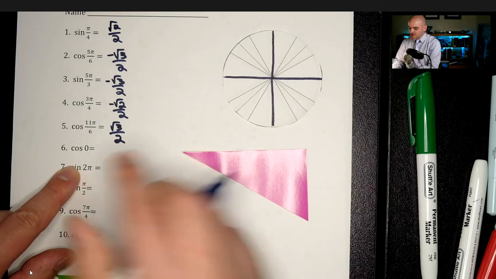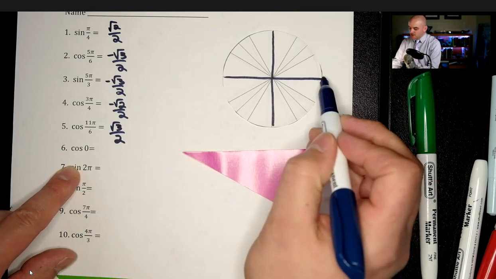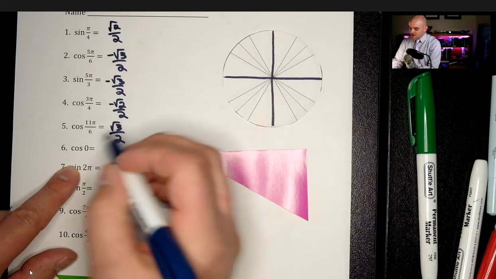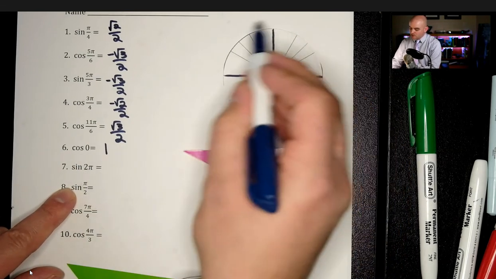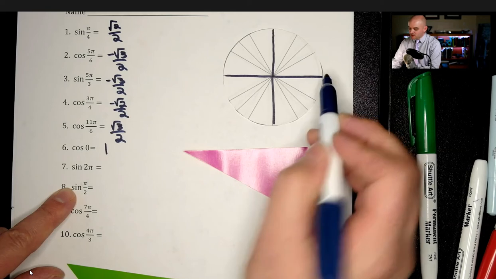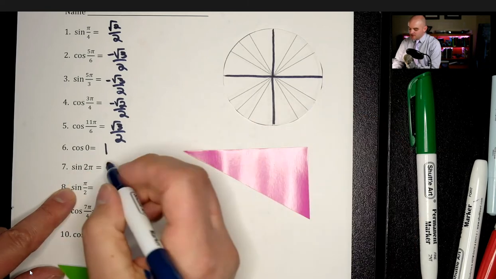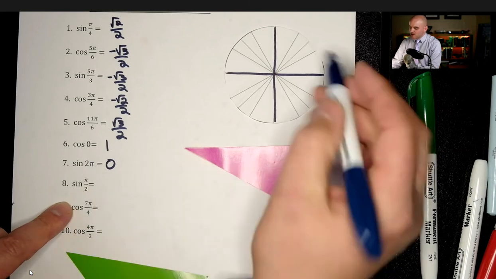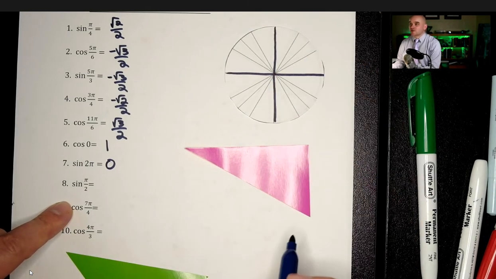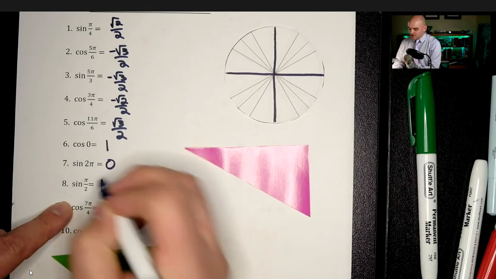The cosine of 0. 0 is right here, and we want the x value, which is 1. The sine of 2 pi. 2 pi goes all the way around. It's coterminal with 0. The sine value there is the y value, which is 0. The sine of pi over 2 is up at the top of the circle, and its value there is 1.